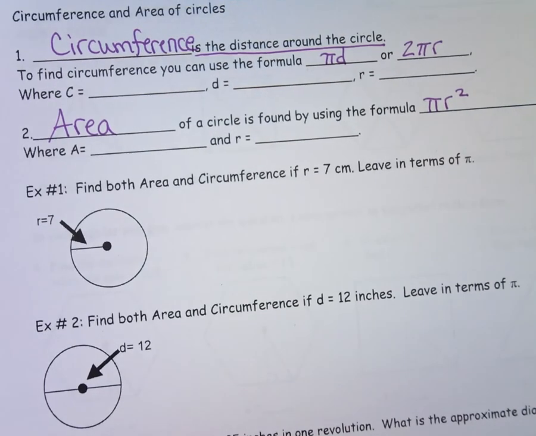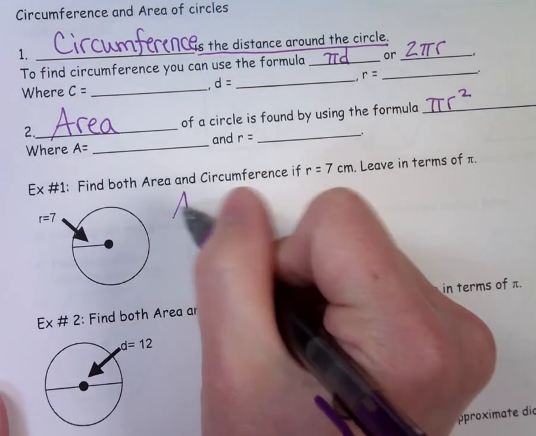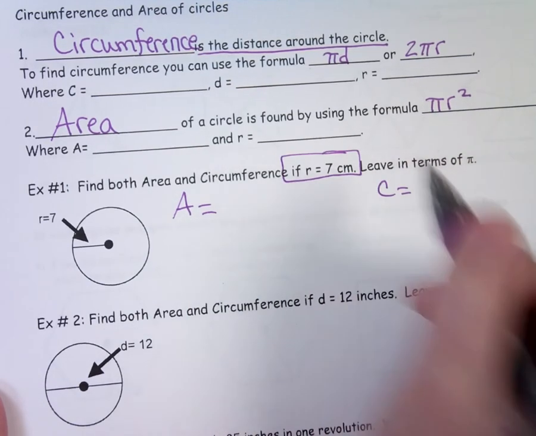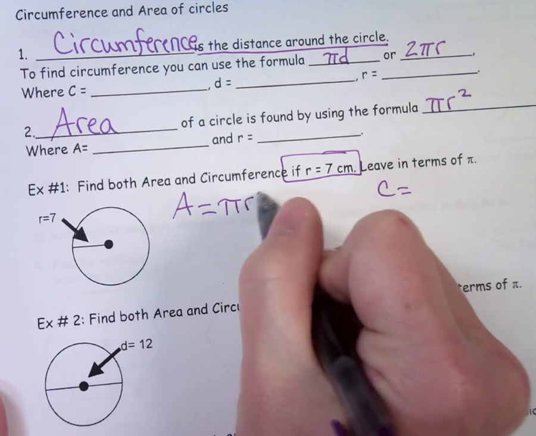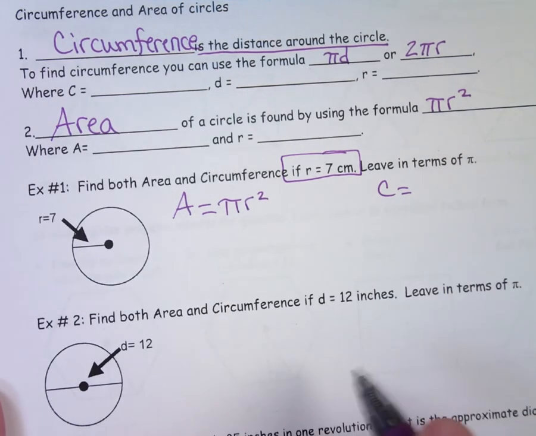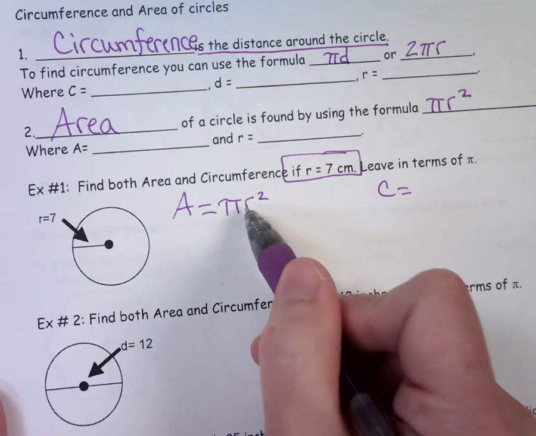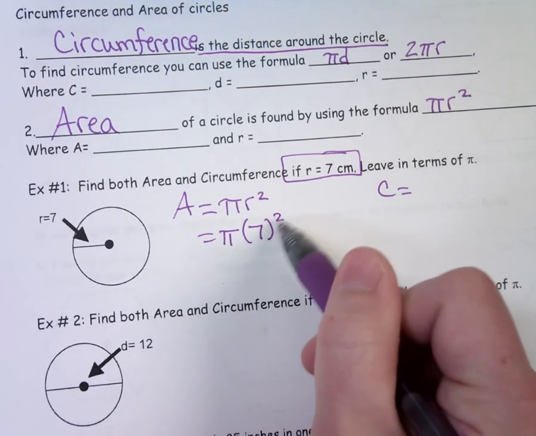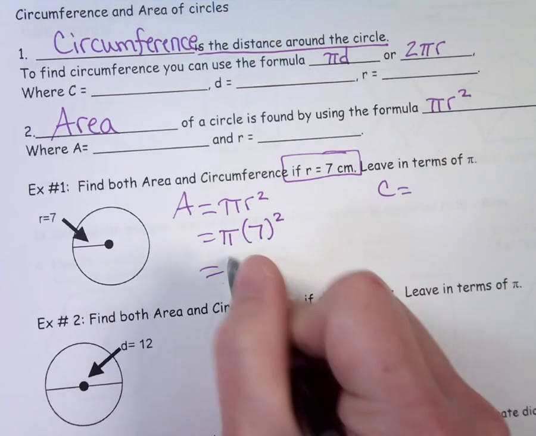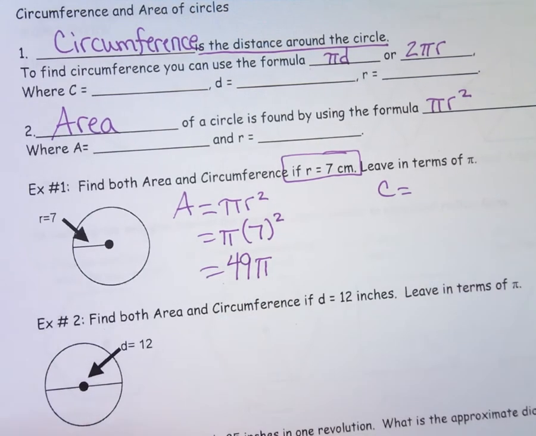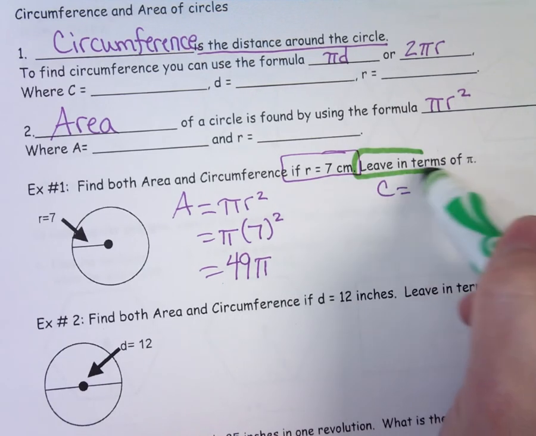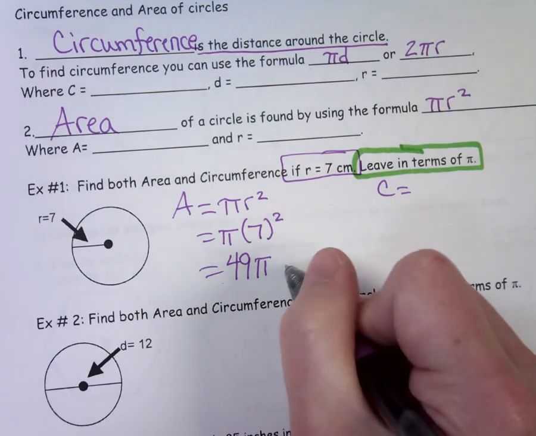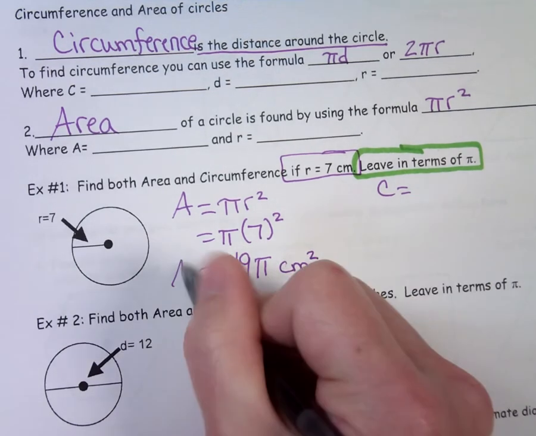Okay, let's just do a couple review problems. So here I'm supposed to find area and circumference if I know that the radius is 7. So if the area formula is pi r squared, and I know the radius is 7, I'm going to put a 7 right there in the r. So pi times 7 squared. I'm going to take the 7 and square it, which is 49, so that's 49 pi. And if you notice back here, the directions do say to leave in terms of pi. So I'm going to just leave it like that. And if I gave it a unit, it would be centimeters squared.